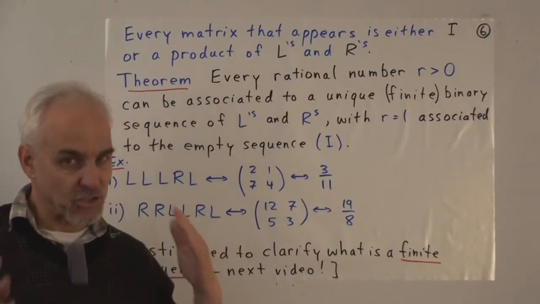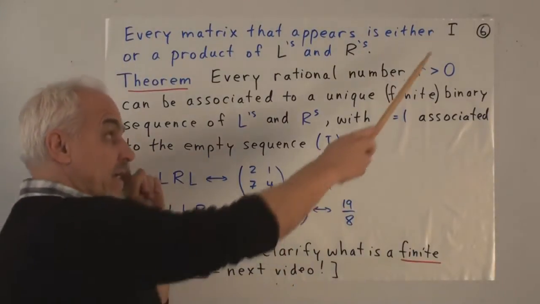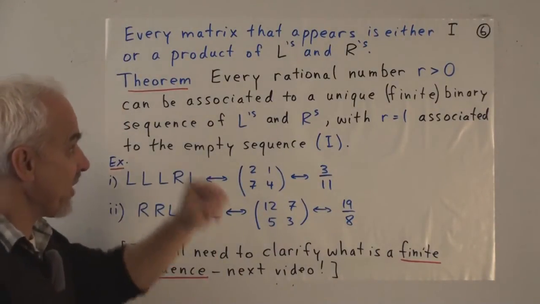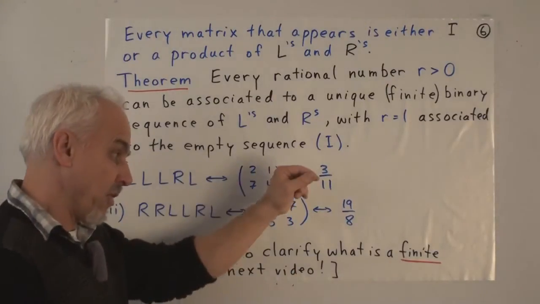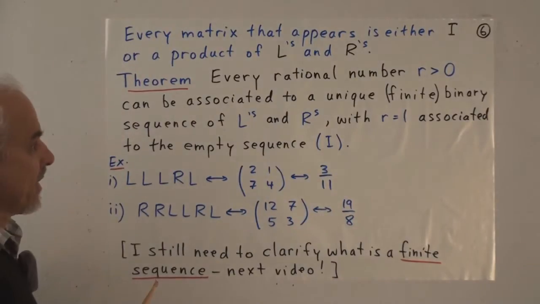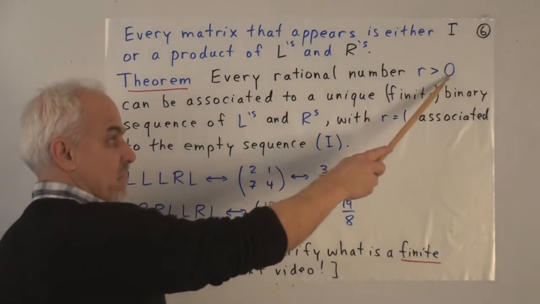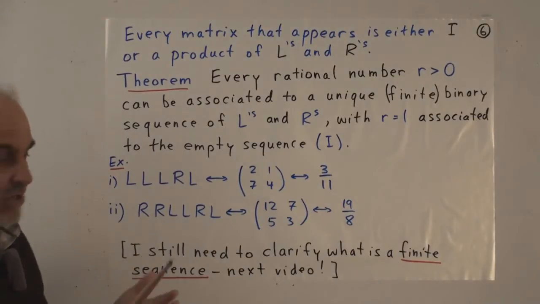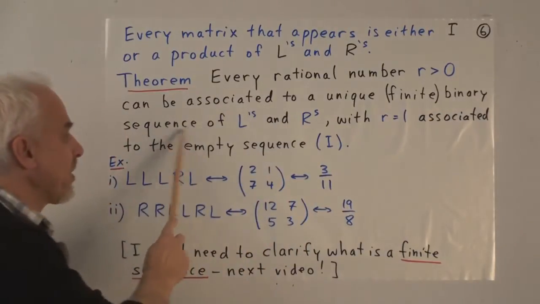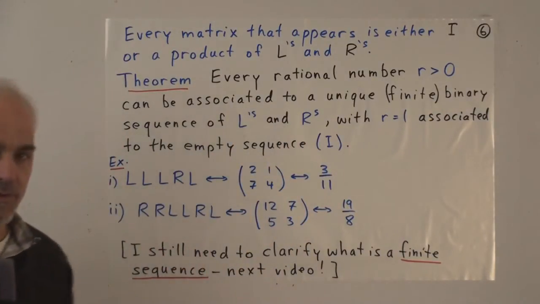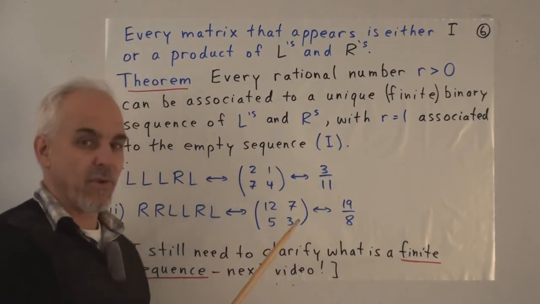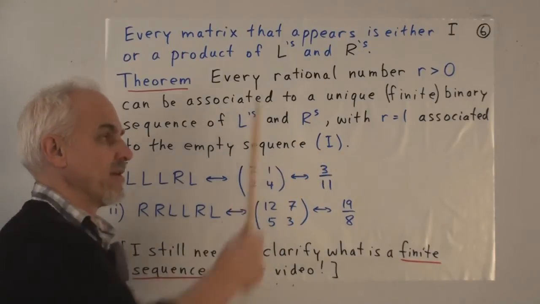So every matrix in the Stern-Brocot tree is either the identity matrix up at the top or a product of L's and R's, because they're obtained by either going left and right, starting from the identity matrix. That means that every rational number r bigger than 0, in other words every fraction, can be associated to a unique, finite, binary sequence of L's and R's, with the special case of r equals 1 associated to the empty sequence, which corresponds to the matrix I.